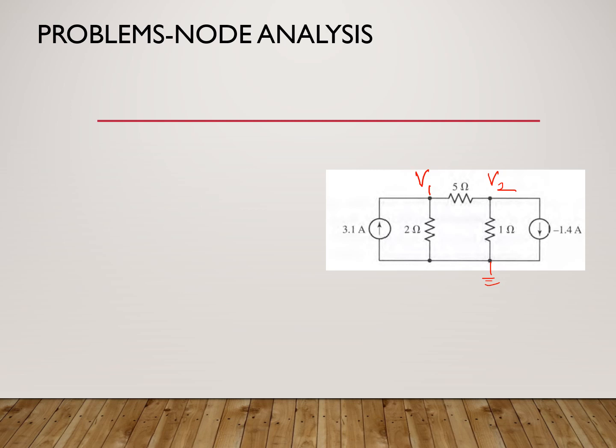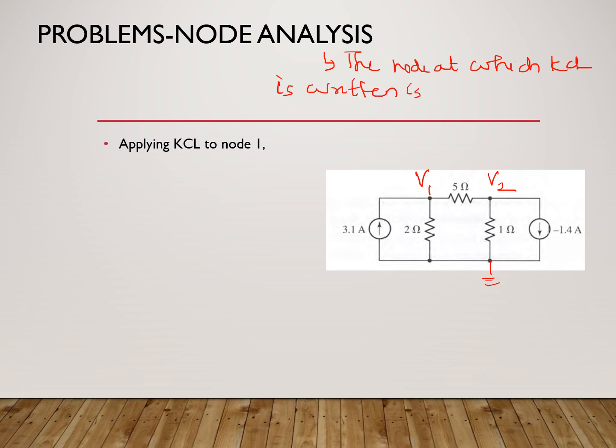Now, initially we'll start by writing KCL at node 1. KCL says that the algebraic sum of the currents is equal to 0, or current entering is equal to current leaving. The assumption when we write node analysis is that the junction or node at which KCL is written is assumed to have higher potential.